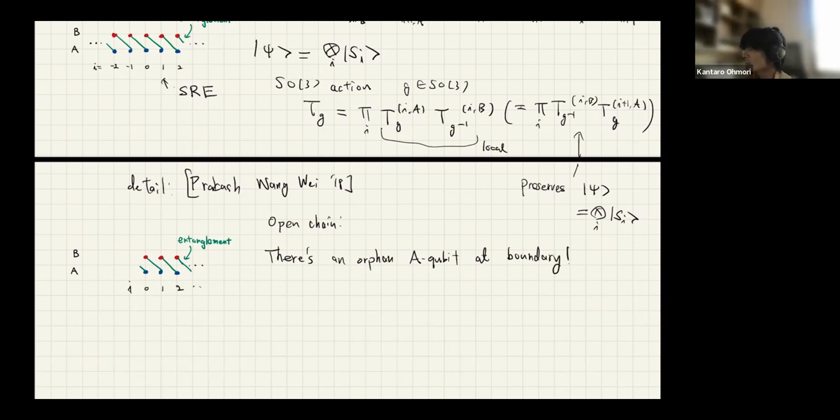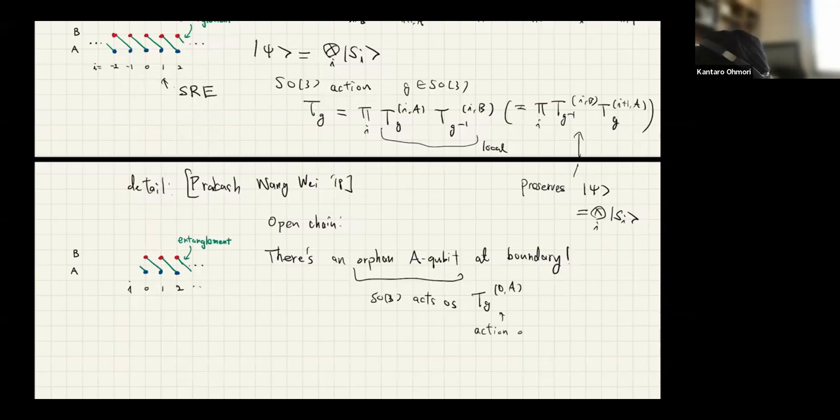I should stop here. On this orphan qubit, SO3 acts as this T(G) of 0A. This is the action on a single qubit, of course. And therefore, as we have seen, there's the projective phase.